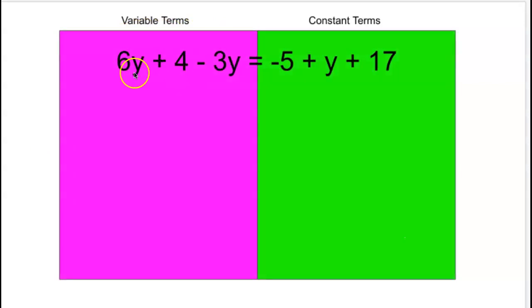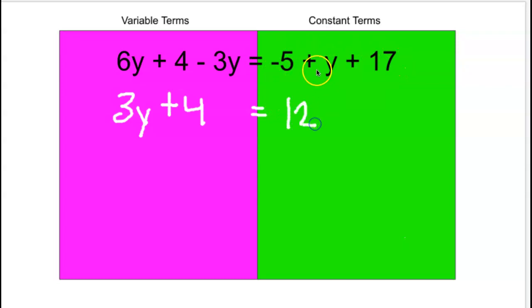So let's go ahead and combine our 6y with our 3y. So it's 6 minus 3y gives us 3y. And then I'm just going to bring everything else down. So plus 4, and then our equal sign. And on this side, we have our constants that are alike. So we have 17 and negative 5. So I'm going to do 17 minus 5, which is 12. And then I just bring down my y.